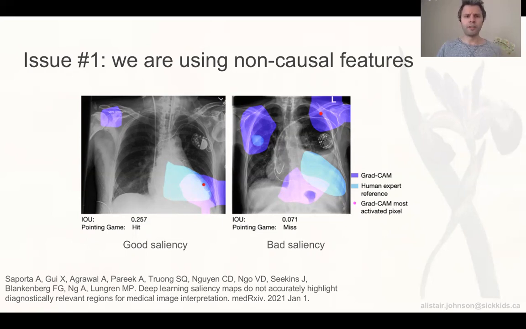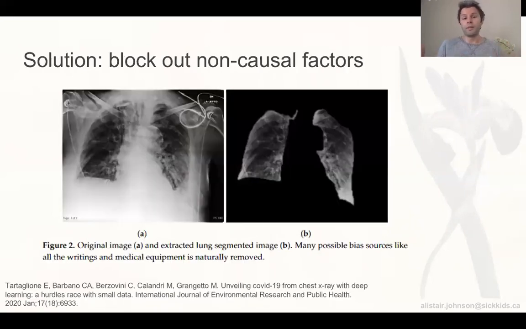Okay, so what do we do about this? Well, we can block out the non-causal factors, and we saw a lot of this sort of research when trying to analyze conditions of the lungs, where we isolate only the lung, and then build our model with only the lung, and then we know for sure that our model has to use the lung features. Segmentation is a hard problem, so this is harder than it sounds, but it makes sense and it's reasonable.